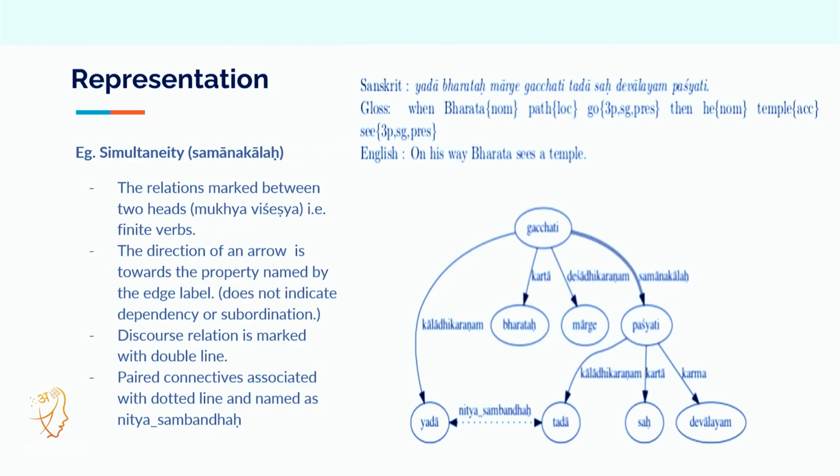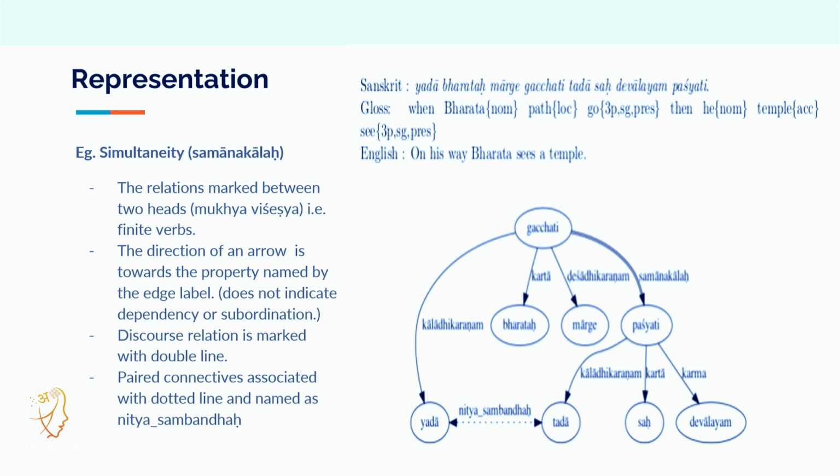This is a representation which we are going with. So this is one example: Yada bharataha marge gacchati tada saha devalayam pashyati. Here there are two sentences, and we are marking the relation using the head word, the mukhya vishesha, which is a finite word, between gacchati and pashyati. We are using a double arrow to distinguish intersentential relations from intrasentential relations, and the direction of the arrow does not show any dependency or subordination relation, but in fact shows that the property described by the relation resides in that particular verb.